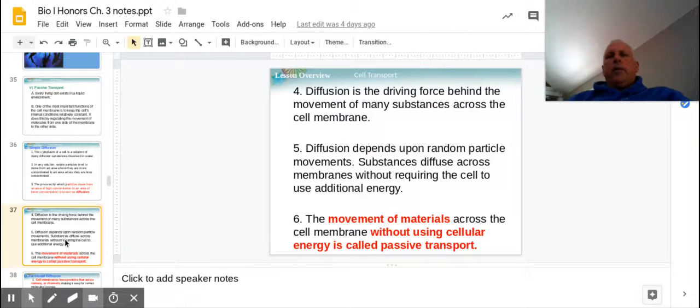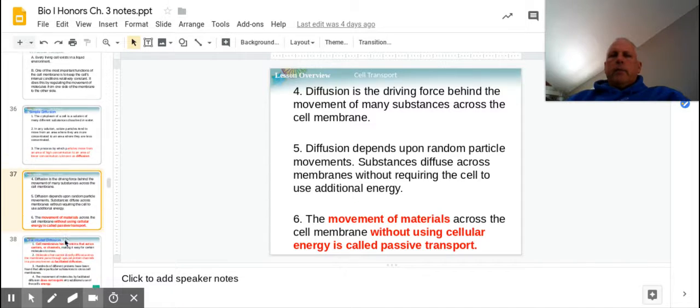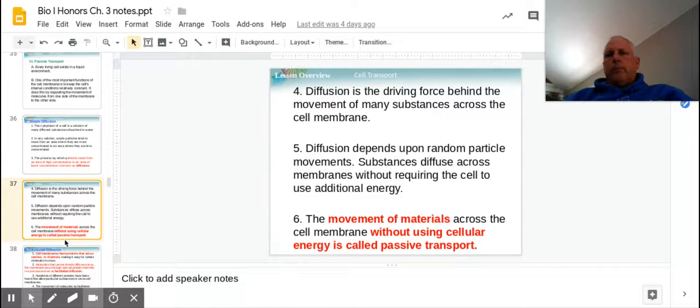The last slide I'm going to put up here, and then we're not going to worry about the rest of them, is just remember what's in red. Movement of materials without using any energy is passive transport. Okay, we'll talk more about this next time, but right now that's what we're going to finish up notes with.